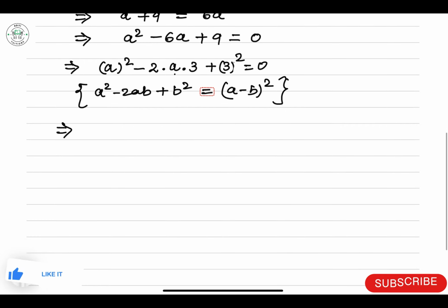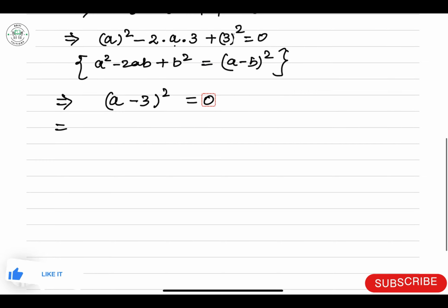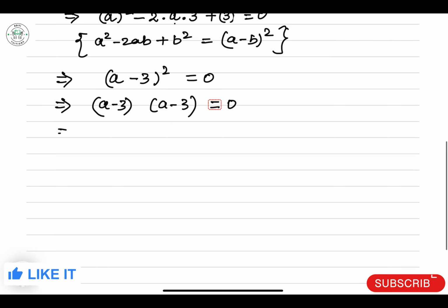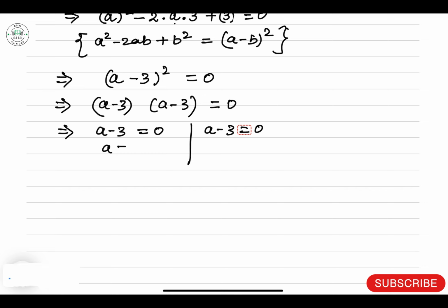So my a value is a only and my b value is 3. So a minus 3 whole square is equals to 0. Since it is twice, so I can write a minus 3 equals to 0. So now I'm going to give 0 for each one separately. So a minus 3 is equals to 0, another a minus 3 is equals to 0. In both the cases, answer is going to be the same. So a is equals to 3, here also a is equals to 3. So this is my first method, that is called using identity.